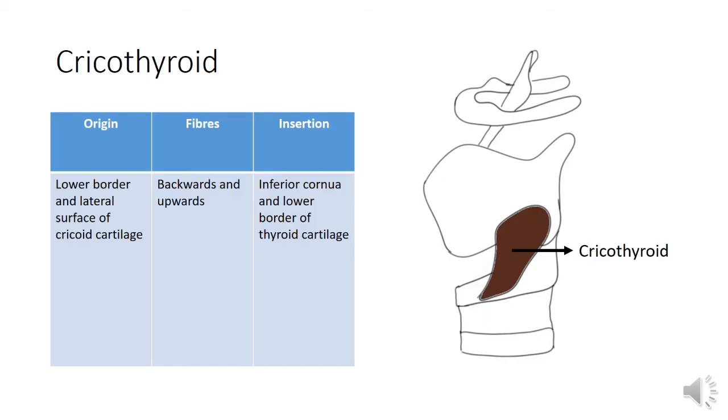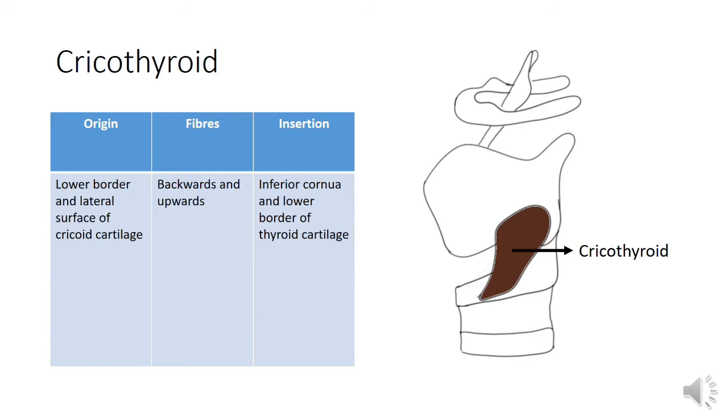Okay, let's discuss the muscles. Like any other muscle, we will discuss these muscles also under the subtopics of origin, fibers, insertion, nerve supply, action, and clinical anatomy. Initially, we will cover origin, fibers, and insertion. We will see the origin, fibers, and insertion of each muscle separately, followed by nerve supply and action, followed by clinical anatomy. Okay, let's start. First, let's see the cricothyroid muscle.